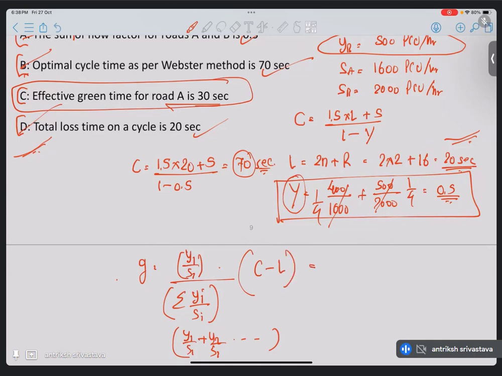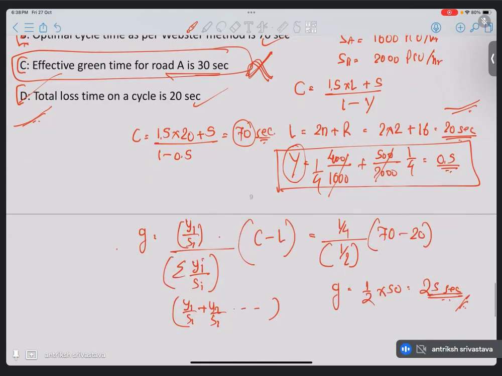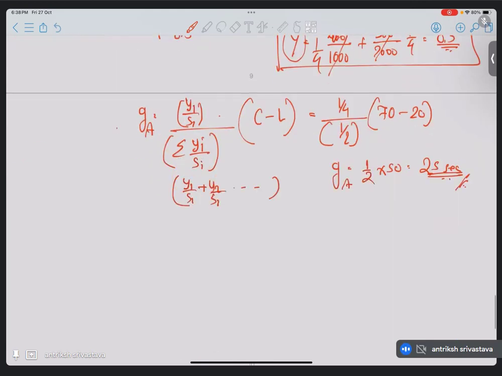So we have our y1 by s1 as 1 by 4, and capital Y is 1 by 4 plus 1 by 4, which is 1 by 2. We have 70 as C and L is 20. Then green time is 1 by 2 into 50, that is 25 seconds. So it is not 30 seconds but 25 seconds. So this option is incorrect. The same is true for green B because their ratio for y1 by s1 was the same. So green B was also 25 seconds.